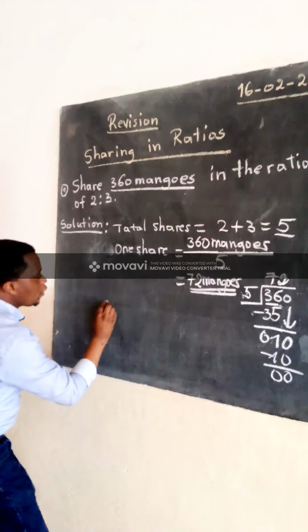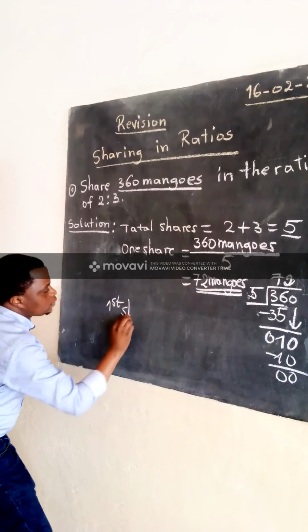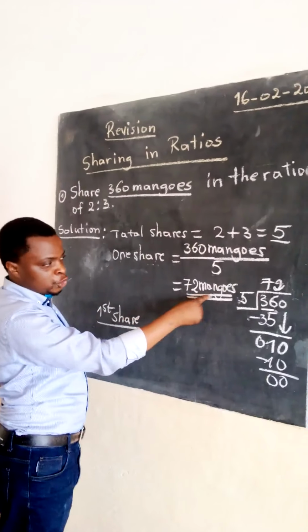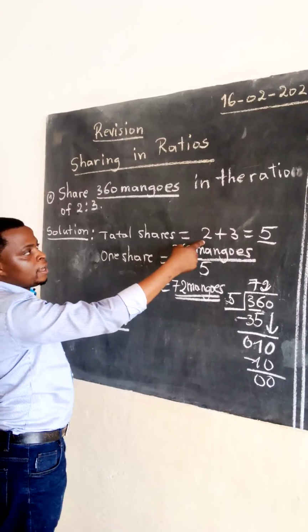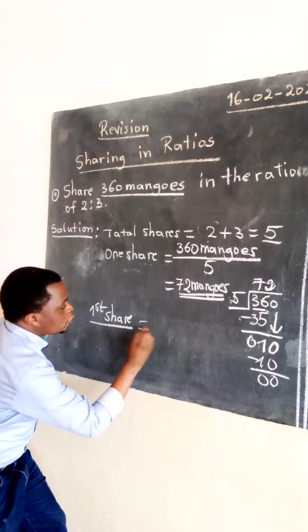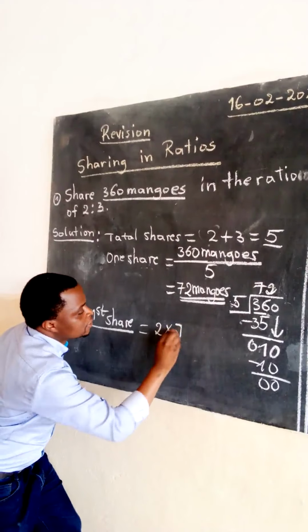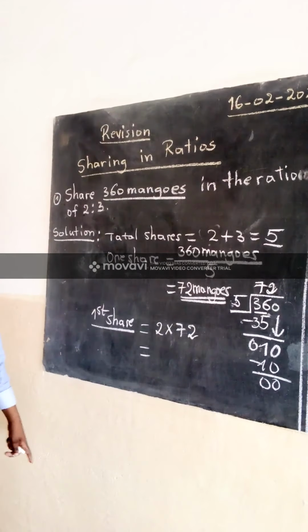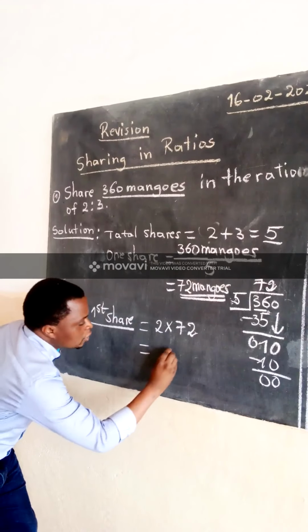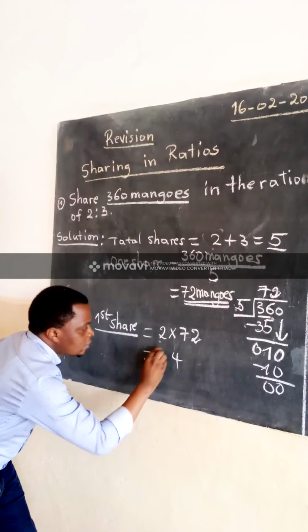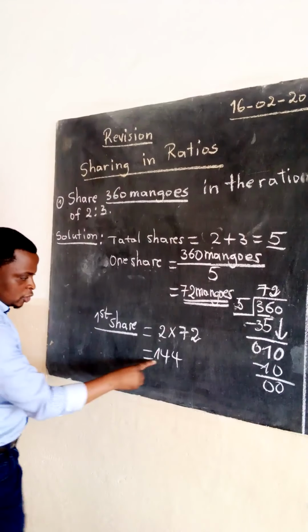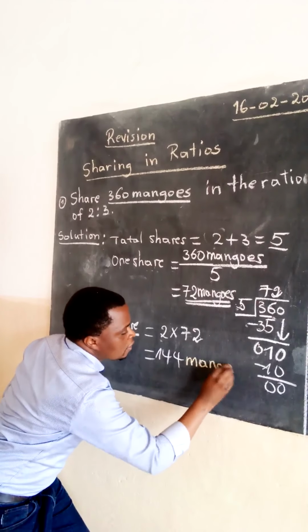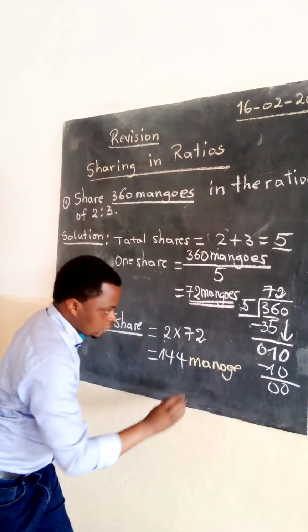And here now the first share, if 1 share equal to 72 mangoes, so how many when you have 2 shares? For 2 shares we take 2 times 72 mangoes. Here we can do very quickly to take 2 times 2 equals to 4. 2 times 7 equals to 14. To have 144 mangoes.